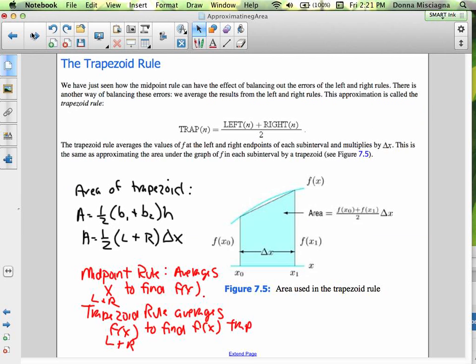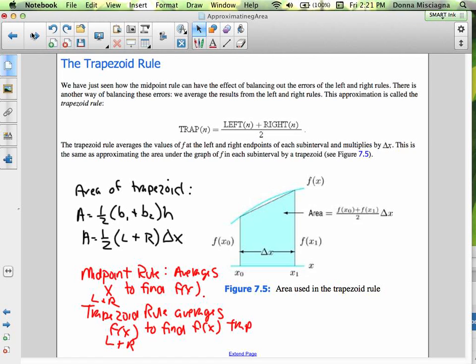All right, so the trapezoid rule. We've seen how the midpoint rule can have the effect of balancing out the errors of the left and the right-hand rules. There's another way of balancing these errors: we average the results from the left and the right-hand rules.